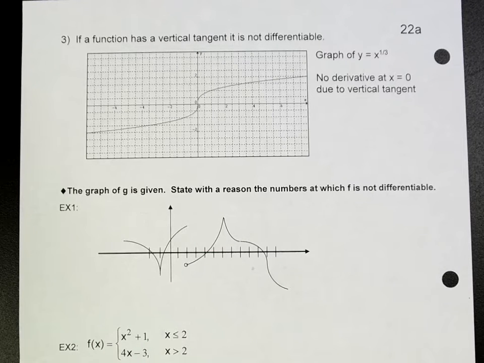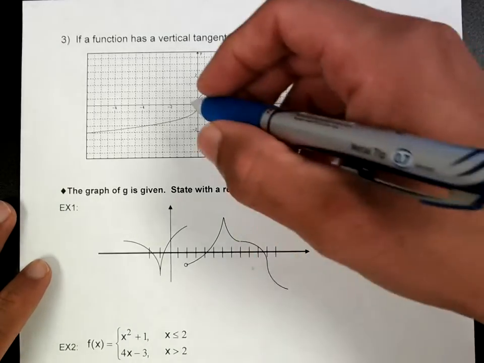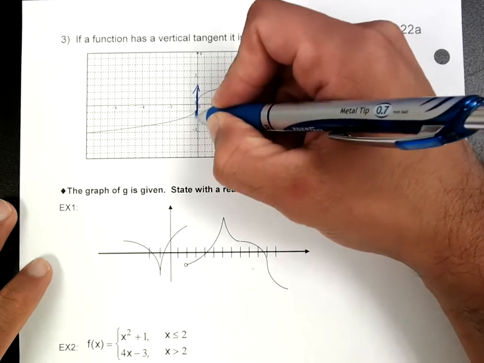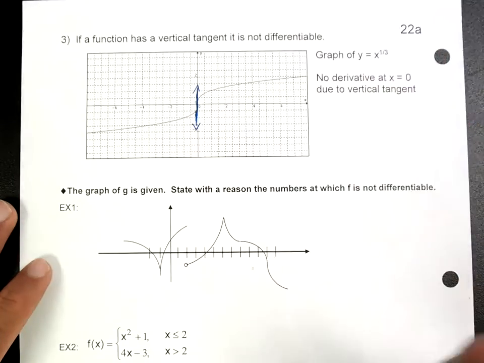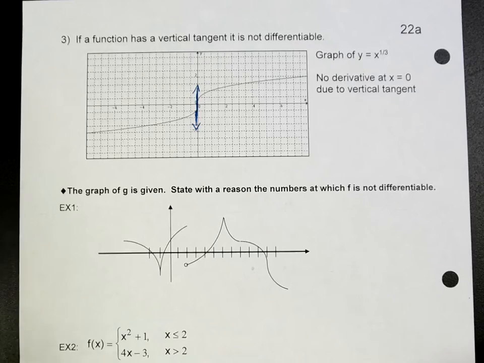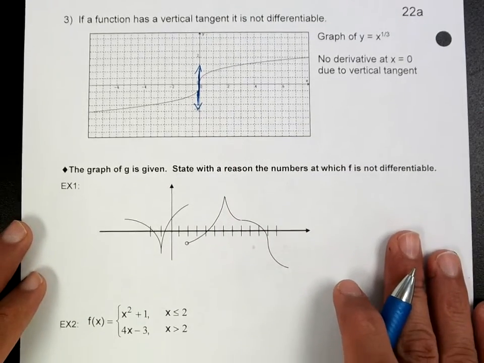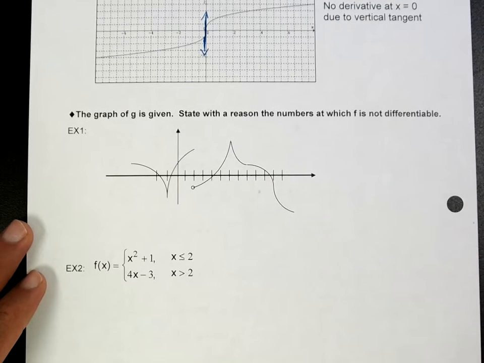Another one: if a function has a vertical tangent, then it's not differentiable. Right here, if I were to ask you for the tangent line, this would be a vertical tangent line. And if you have a vertical tangent line, then it's also not differentiable at x equals 0. So let's do a few examples here.